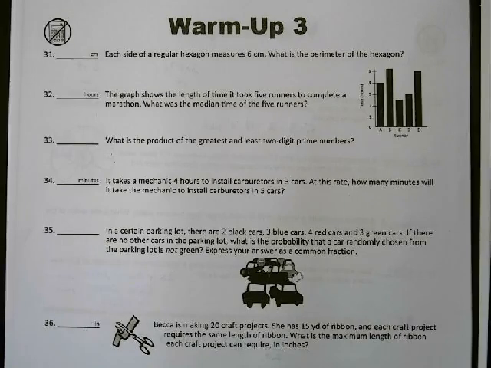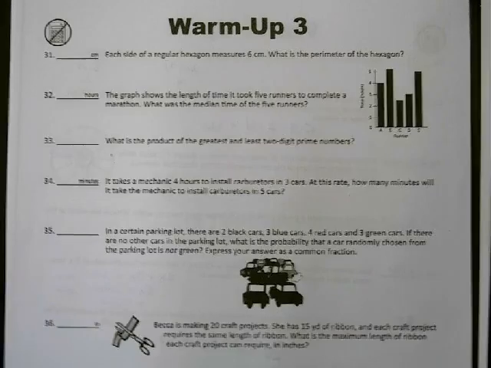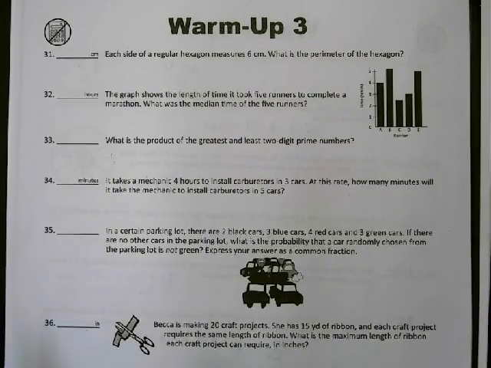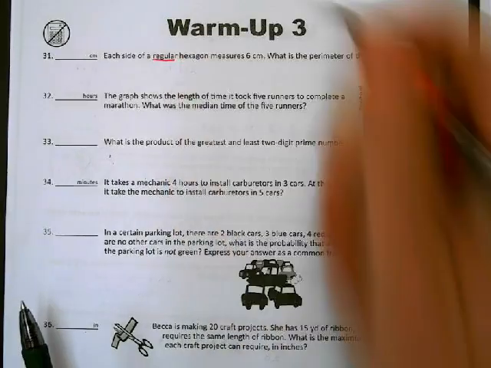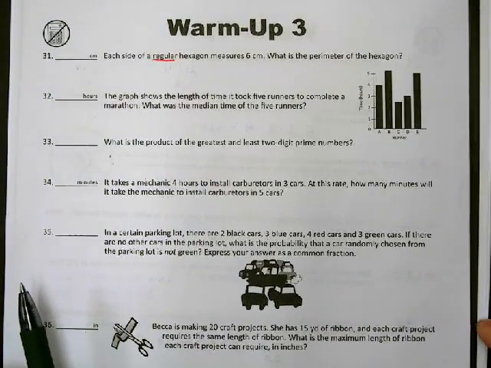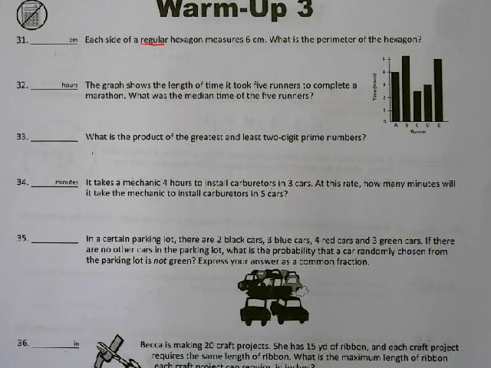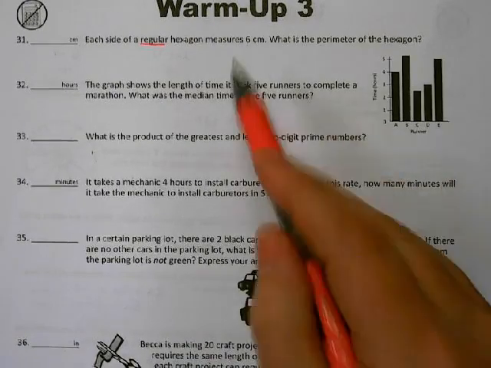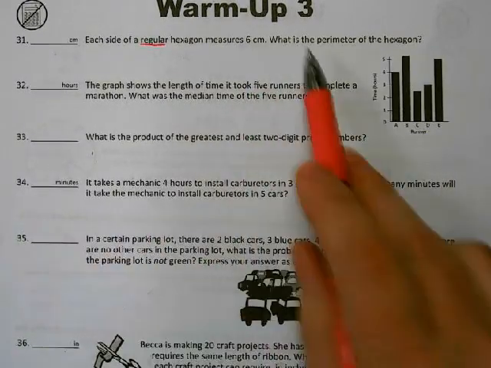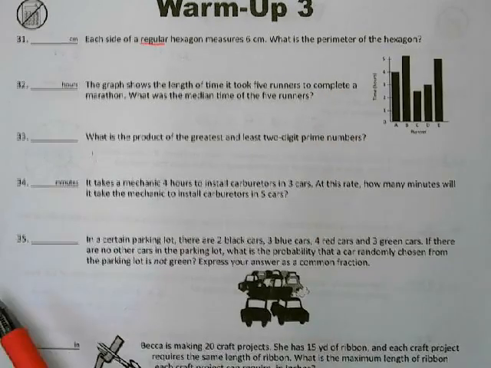Here's your answers. Number 31, each side of a regular hexagon. So regular means that all the sides are the same length and all the angles are the same measurement as well. So we've got a regular hexagon here. So each length is 6. What is the perimeter of the hexagon?